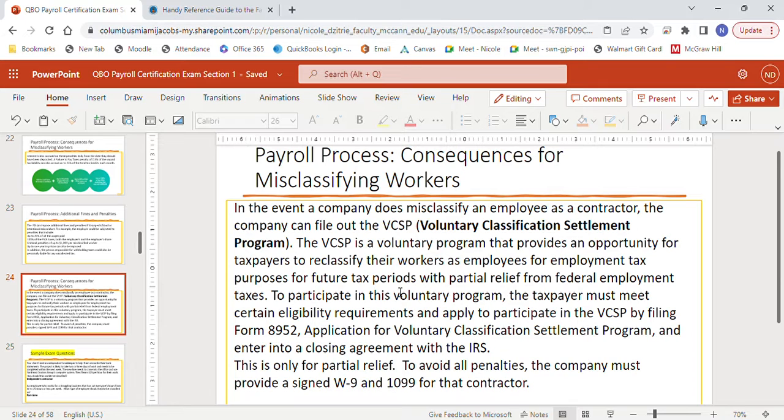It's called the VCSP, the Voluntary Classification Settlement Program. So this is your first time, and they think you just didn't know, and they're going to give you some sort of pardon, not a complete pardon, but you get partial relief from the federal employment taxes. If you qualify for it, you fill out Form 8952. That's the application for this program. And if you qualify, then they'll work with you to avoid some penalties, maybe not all.